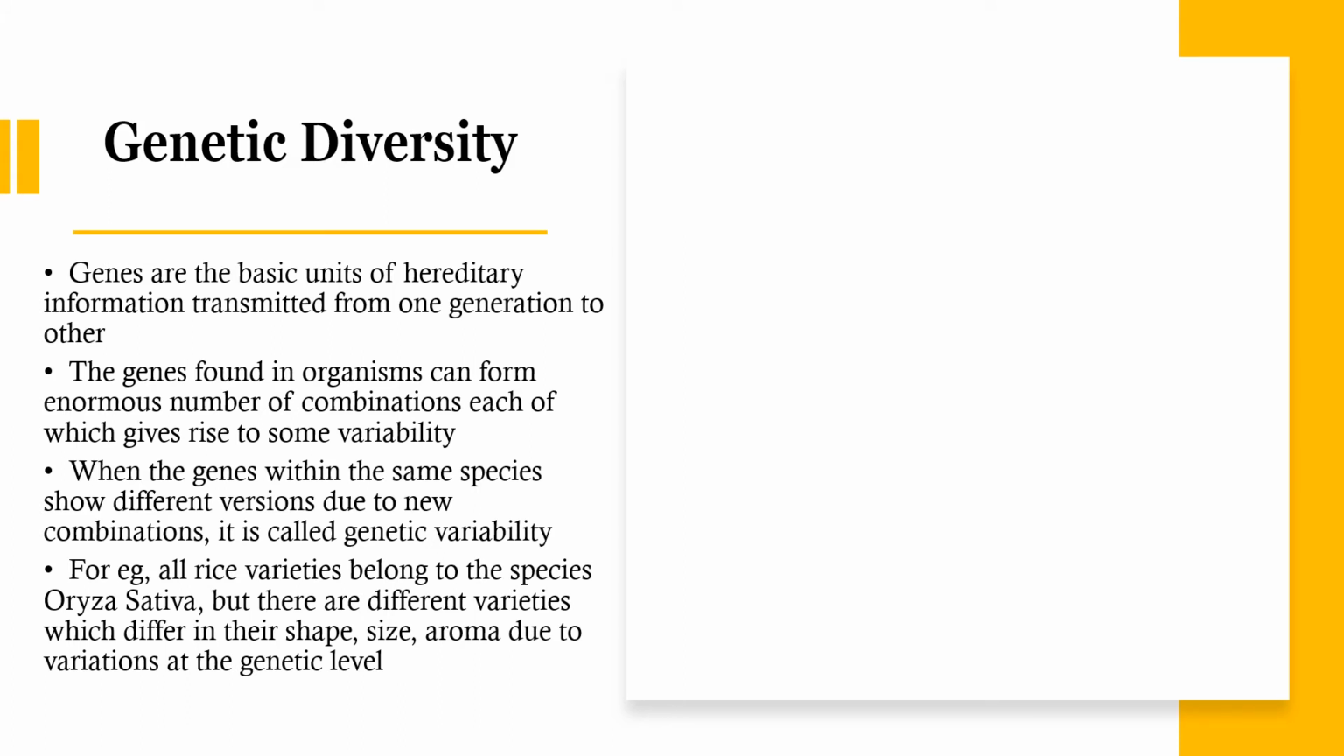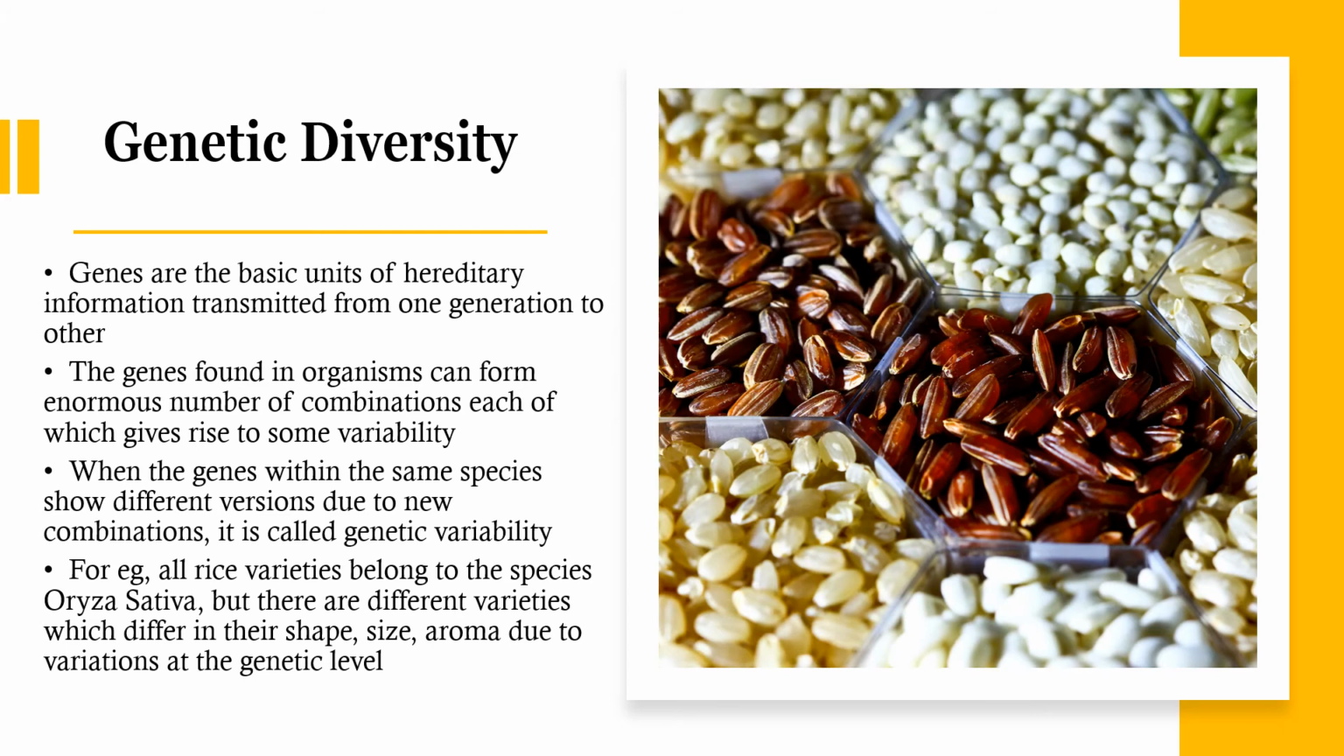For example, all rice varieties belong to the species Oryza sativa, but there are different varieties which differ in their shape, size, and aroma due to variation at the genetic level. Another example is teak wood varieties. The various teak wood varieties available are Indian teak, Burma teak, Malaysian teak, etc. They belong to the same species but have different genetic characteristics.